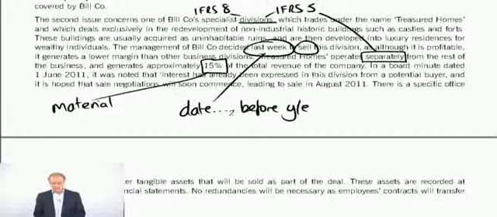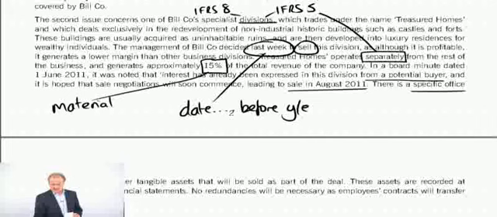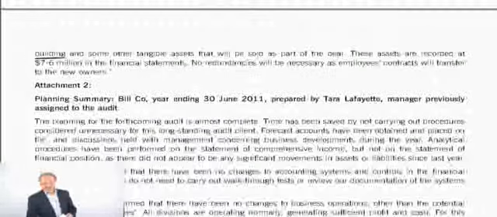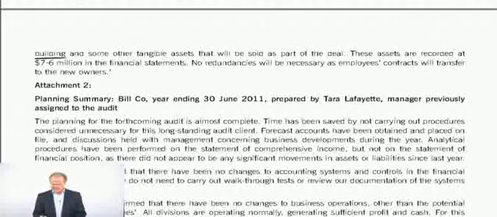In a board minute dated the 1st of June, so a few days ago, it was noticed interest has already been expressed in the division from a potential buyer. It's hoped the sale negotiations will soon commence, leading to a sale in August 2011. There is a specific office building and some other tangible assets sold as part of the deal. Right, these assets are recorded at 7.6 million. No redundancies necessary. Employees' contracts will transfer to the new owners. Okay, quite a lot of information in there. So let's start getting ourselves an answer plan.